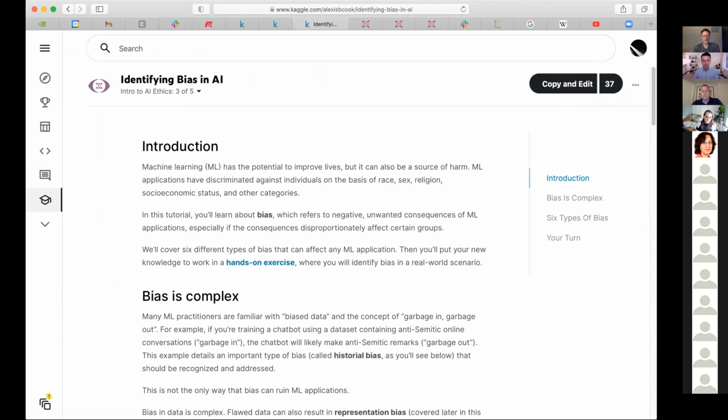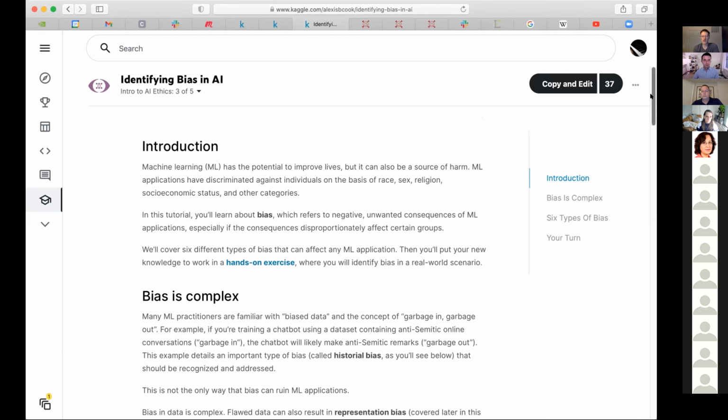So we'll move on to identification of bias in AI. Machine learning has the potential to improve lives, but it can also be a source of harm. As we know, machine learning applications have been shown to discriminate against individuals on a variety of bases: race, sex, religion, socioeconomic status, and many other categories.